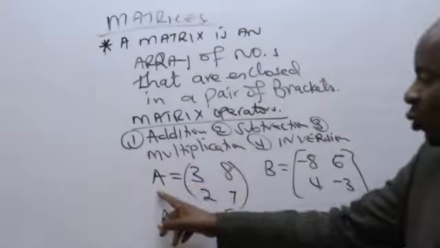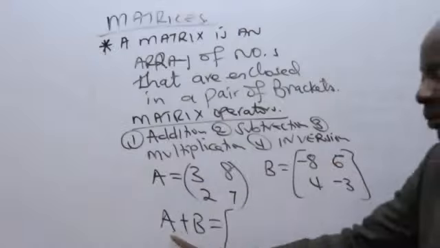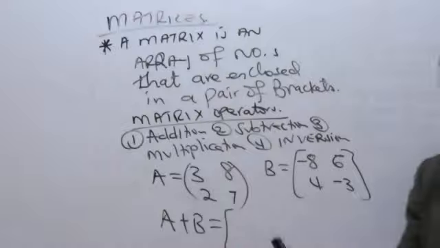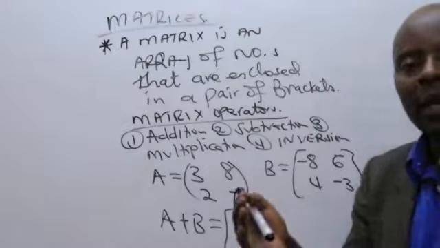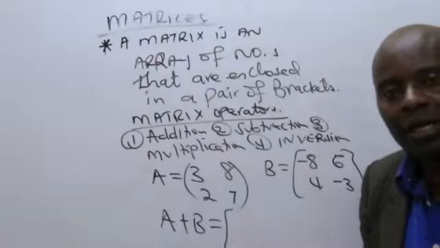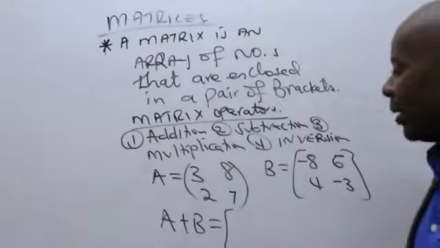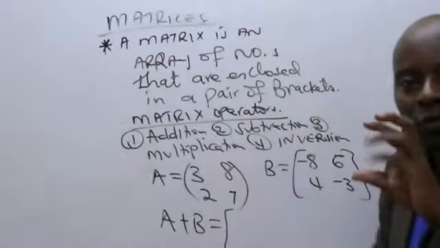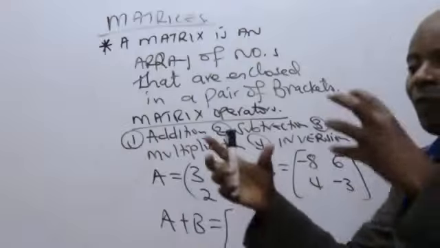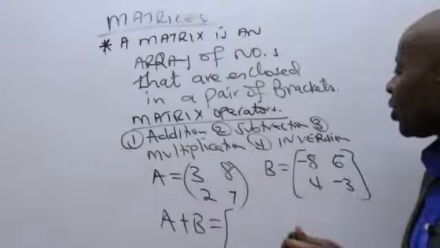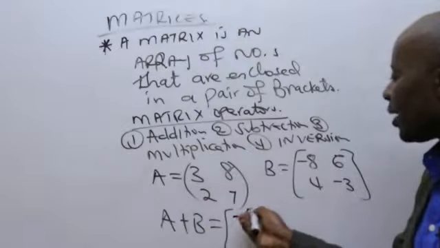We are given two matrices A and B, and then somebody tells us to go ahead and add them. So A plus B. Remember for matrix addition, we normally add corresponding elements. Like now these 3 and negative 8, they are the first elements of their respective matrices. The first elements, you combine them. So we have here 3 plus minus 8, that will give us minus 5.